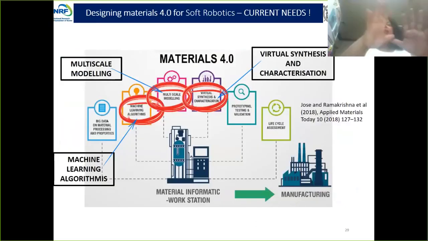Now, I read somewhere this term, materials 4.0. I made this slide 3 years ago, and at that time this was just a hypothetical term. If we need to do synthesis, for example, or discover a new material, then we need multi-scale modeling, we need machine learning algorithms, and we need virtual synthesis and characterization systems. So basically we need AI for this materials 4.0. And now you'll see in the next slide that in 3 years, in a very short time, we have achieved this.